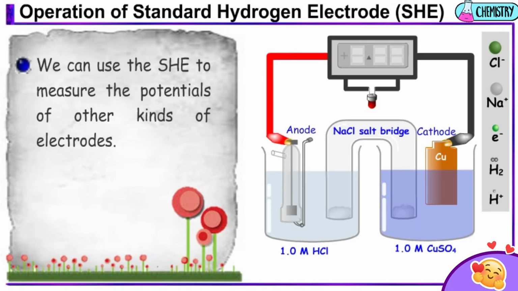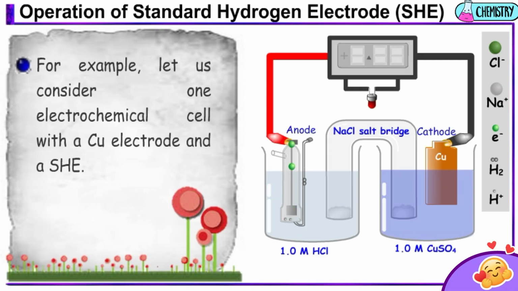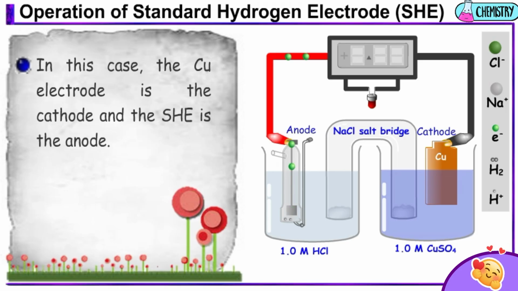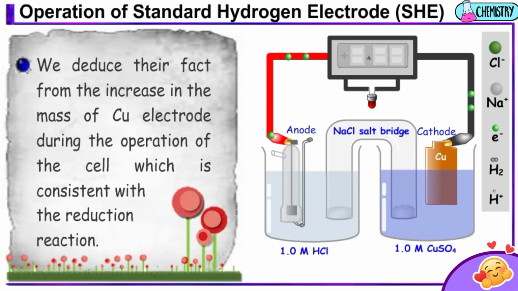We can use the SHE to measure the potential of other kinds of electrodes. For example, let us consider one electrochemical cell with a copper electrode and a SHE. In this case, the copper electrode is the cathode and the SHE is the anode. We deduce this from the increase in mass of the copper electrode during the operation of the cell, which is consistent with the reduction reaction.